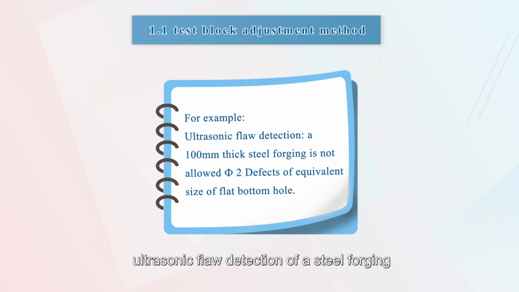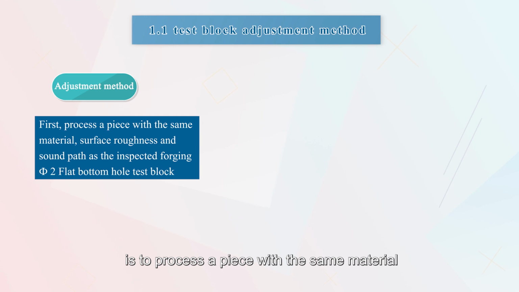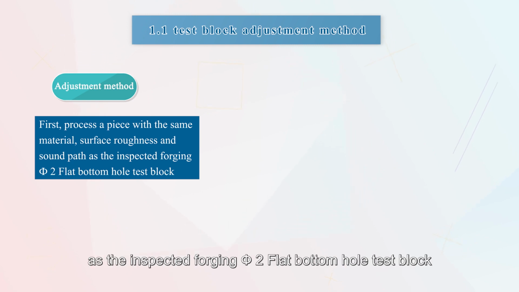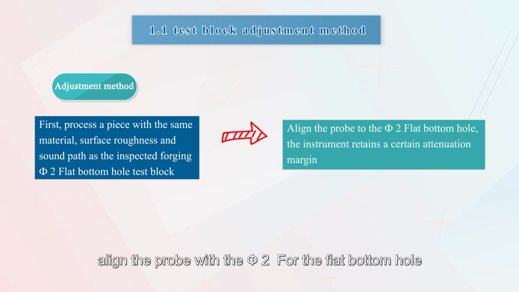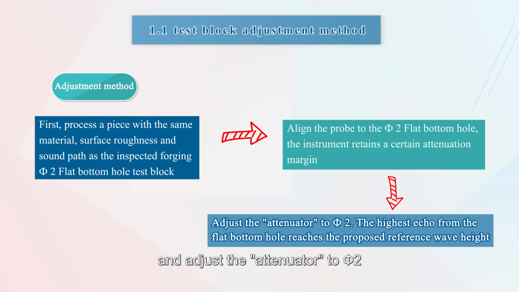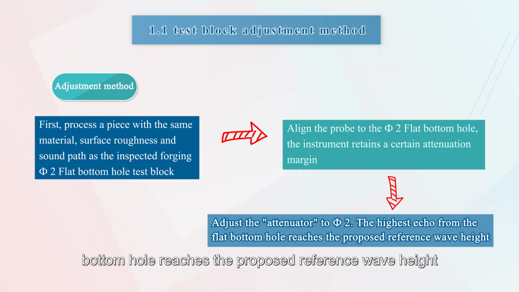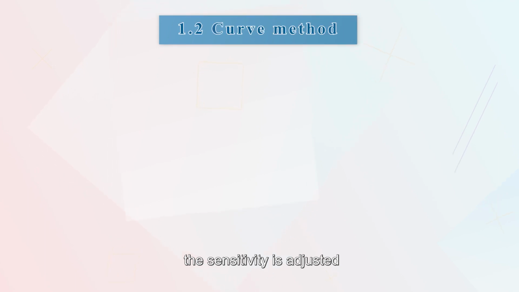Test block adjustment method. For example, ultrasonic flaw detection of a steel forging with a thickness of 100 mm does not allow phi 2 defects of equivalent size of flat bottom hole. The adjustment method of its detection sensitivity is to process a phi 2 flat bottom hole test block with the same material, surface roughness, and sound path as the inspected forging. Aligning the probe with the phi 2 flat bottom hole, the instrument retains a certain attenuation margin, and adjust the attenuator until the highest echo of the phi 2 flat bottom hole reaches the proposed reference wave height. Then the sensitivity is adjusted.